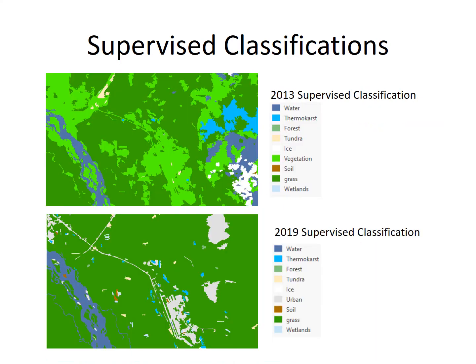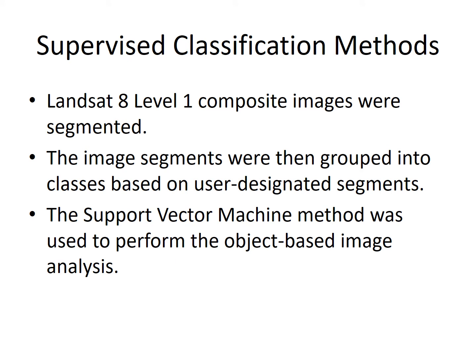So on the top is my 2013 supervised classification. I have the 2019 one on the bottom. And you can see there's a lot less thermokarsts in the 2013 one. So with my supervised classification, I basically segmented the Landsat images, and then I grouped them into the classes and basically told which segments were which class. And then I did the object-based image analysis using the support vector machine method.